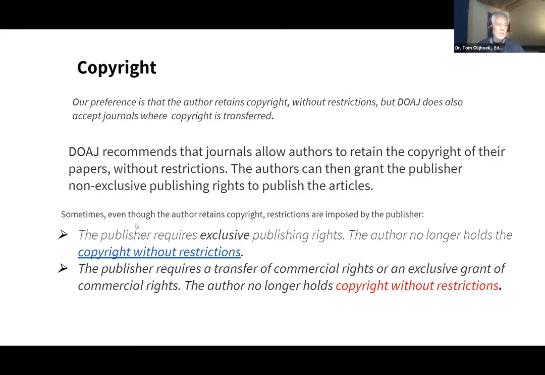So for example, if we see that the publisher requires an exclusive publishing right, then we say this is not full copyright retained by the author, because part of their rights is just given away. And it may be that the publisher says, I want the commercial rights, or they just say, we want exclusive publishing rights, which is the same thing. So this is something that we will mention in our metadata as not having full copyright retained.